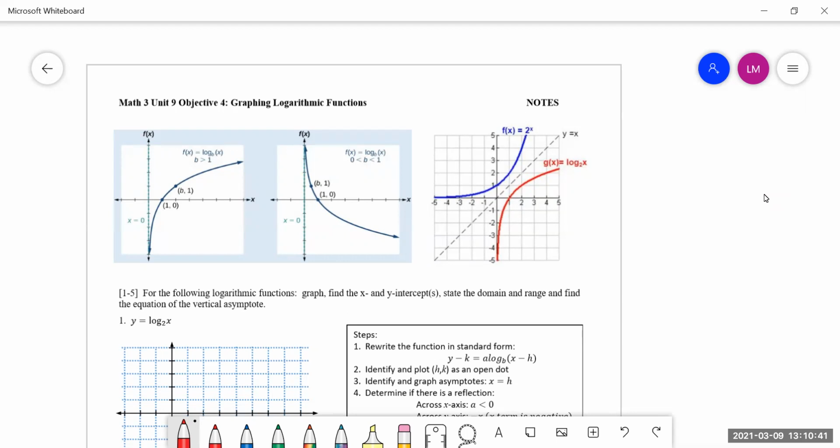We are starting objective 4 for this unit, unit 9. And today we're going to learn how to graph the logarithm function. Remember, logarithms and exponentials are inverses of each other. That's why we use the rules of exponents all the time when we're solving logarithms, and they are interconnected.